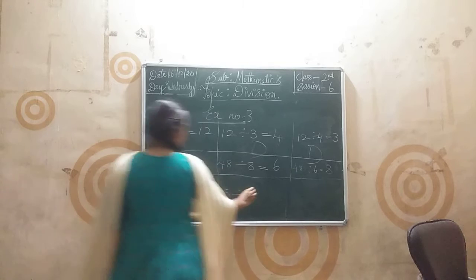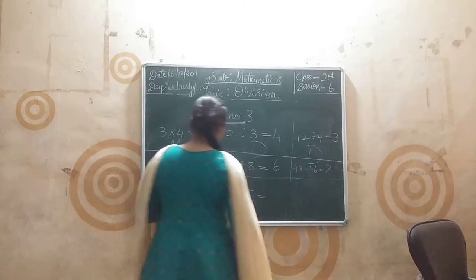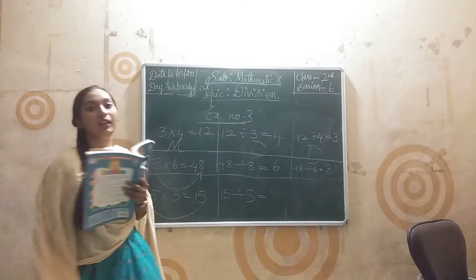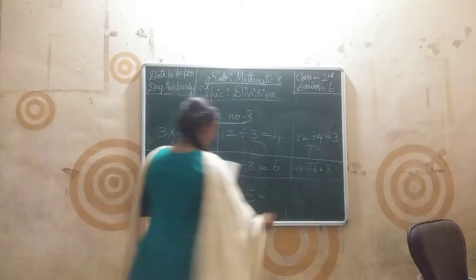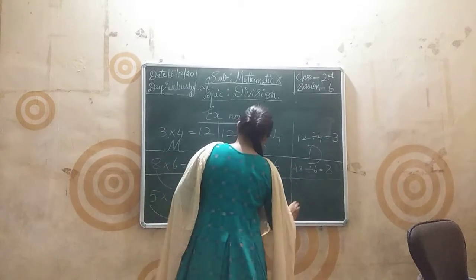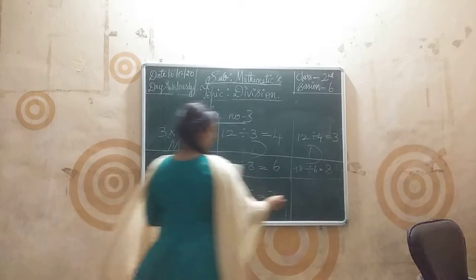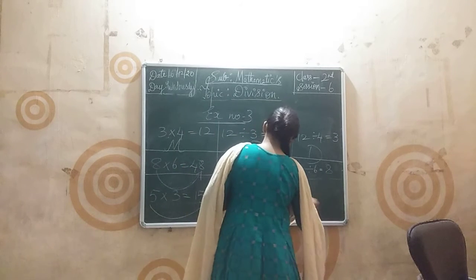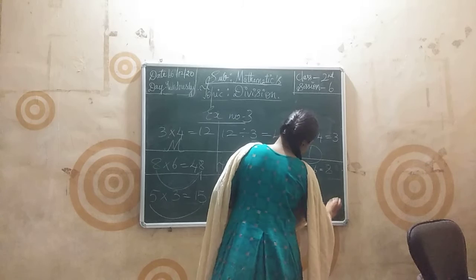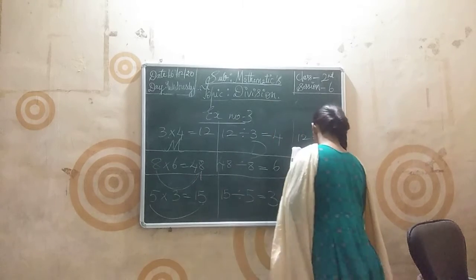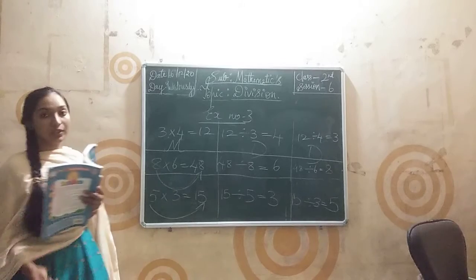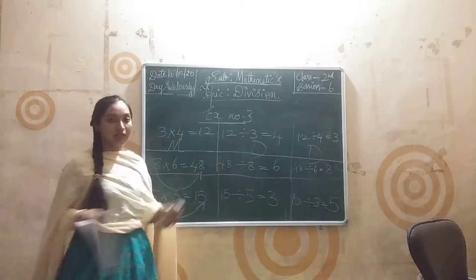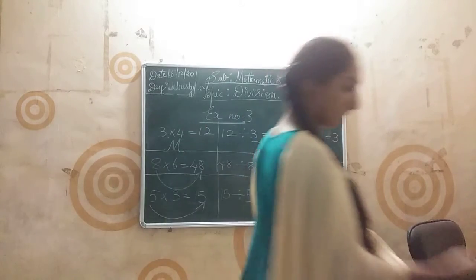16 divided by 5. So you get 15 in the 5 table, that is 5 threes are 15. And we have to interchange this one. So that is 15 divided by 3. That is 3 fives are 15. So are you understanding, students? This is the easiest method.